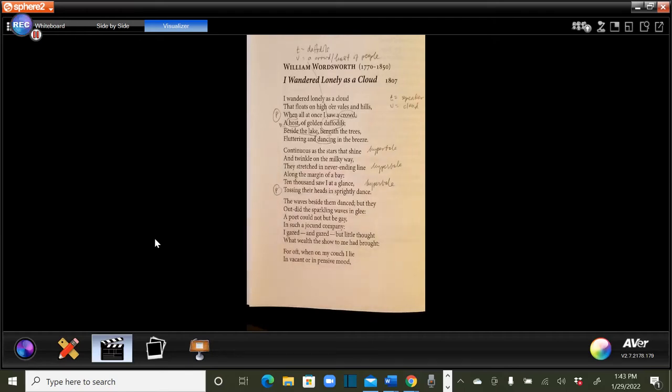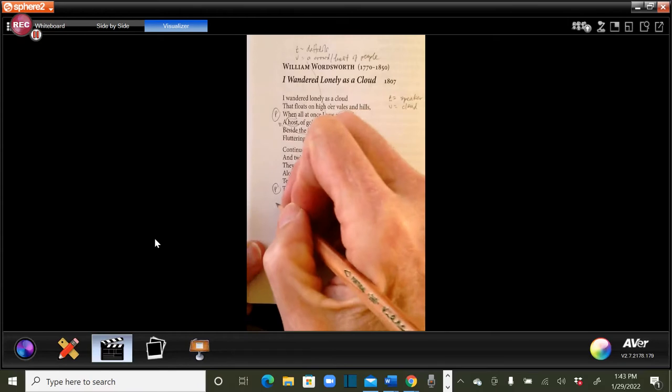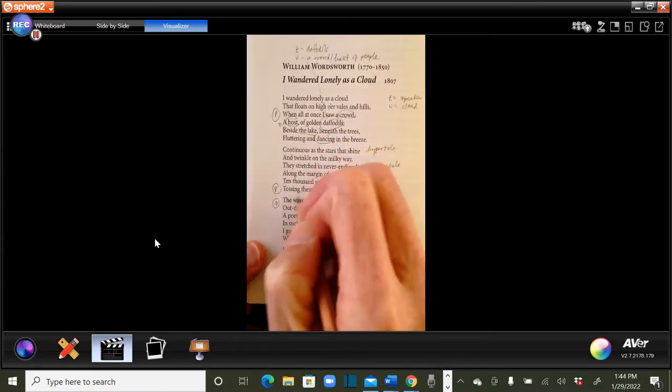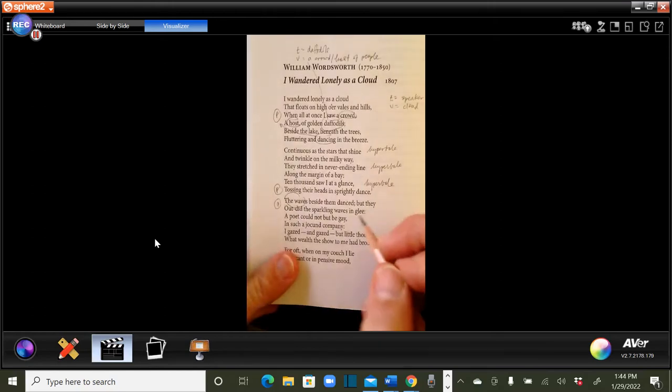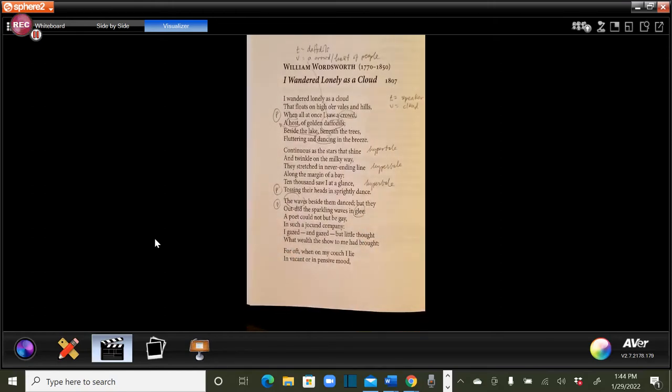So he's, again, amplifying the situation here with his descriptions of the scene. So the waves beside them dance. Now we've got another personification, right? The waves here are being personified. Beside them dance, but the daffodils outdid the sparkling waves in glee. Once again, glee being this sort of giddy state of arousal, just super happy. So this is again that example of personification. A poet could not but be gay. And notice the contrast. We've got a mood shift here.